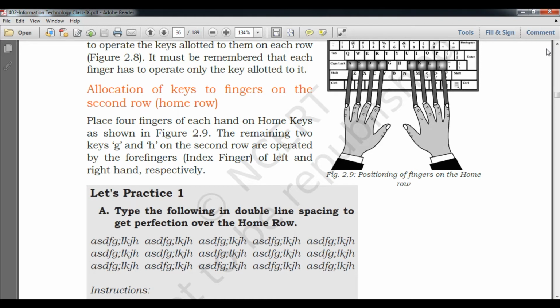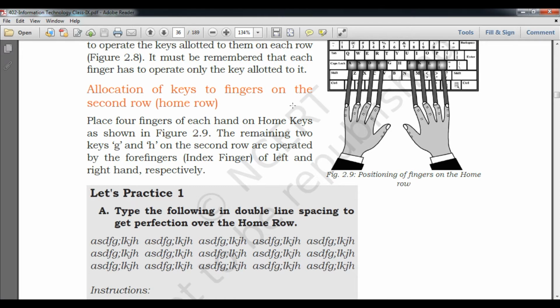So today we'll understand how to allocate your fingers on the keyboard according to the home row, first row and the last row. First of all we have to understand what the keyboard fingering position is. Here you can see, by default you will locate the finger position at F and J, according to the guide keys.